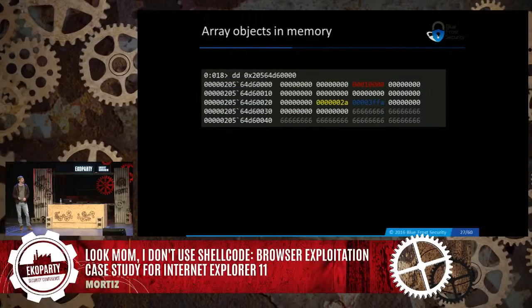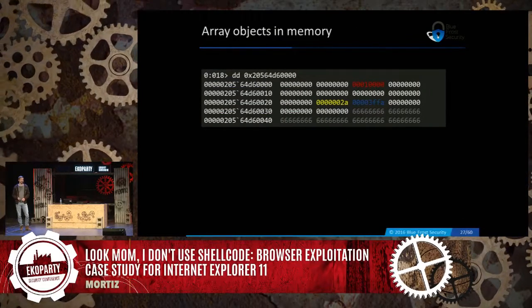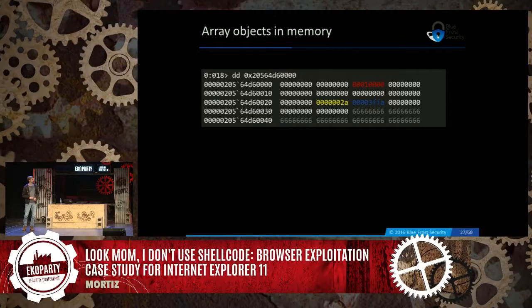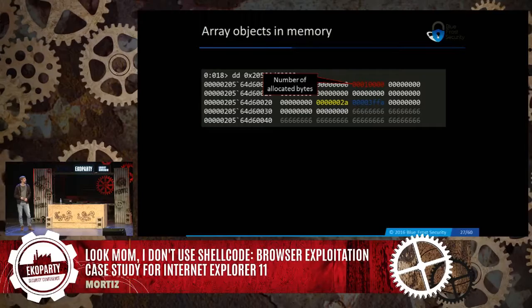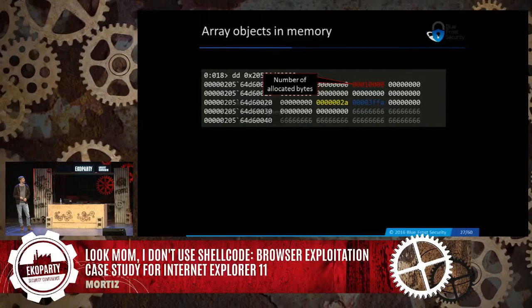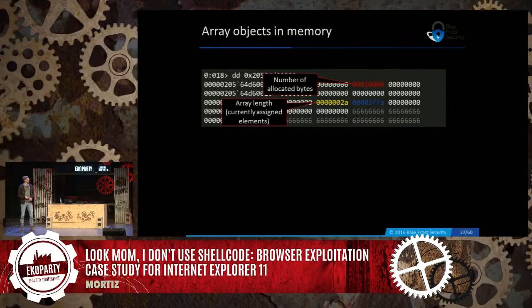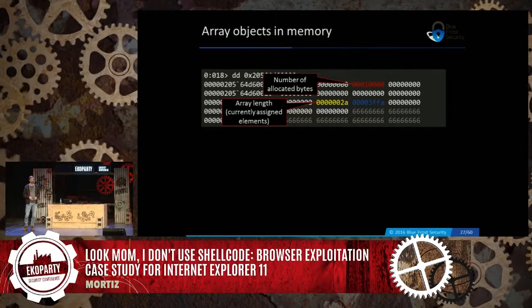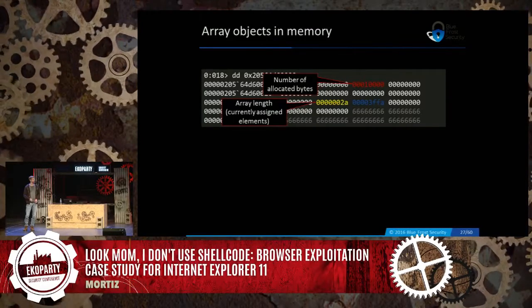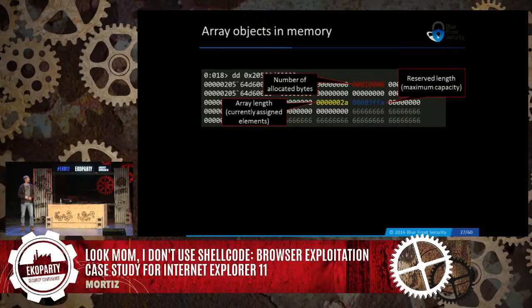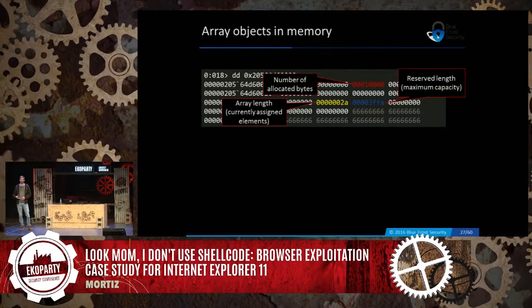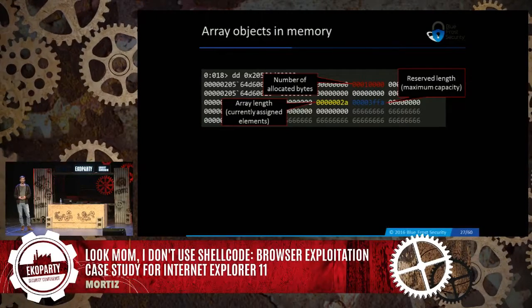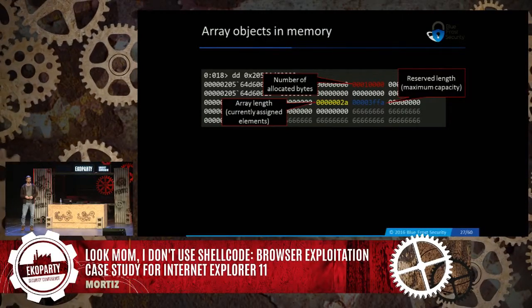A quick refresher on how array objects are stored in memory. There are actually 3 length fields. The first one, highlighted in red here, is the number of allocated bytes. Then we have the array length, which is just the number of currently stored elements in this array. And we have the reserved length, which is basically the maximum number of elements you can store in this array. If you try to store more elements, the array has to be reallocated.